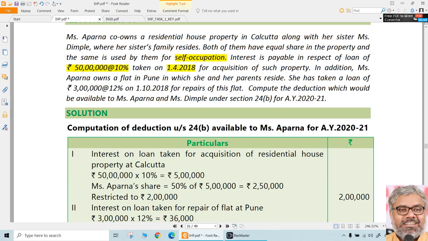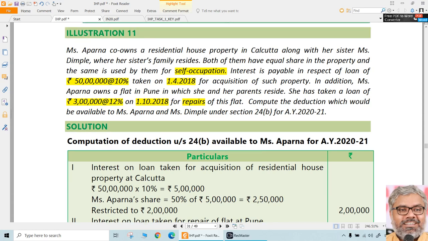In addition, Aparna owns a flat in Pune in which she and her parents reside. She has taken a loan of 3 lakhs rupees at the rate of 12% per annum on 1/10/2018 for repairs of the flat. See, each of the details is important. Repairs restricted to 30,000 only. I have to remember that. Compute the deduction which could be available to Aparna and Dimple under section 24B. Deduction only is asked actually.